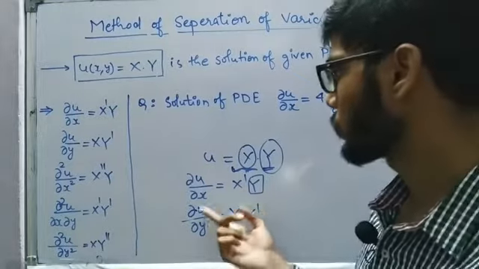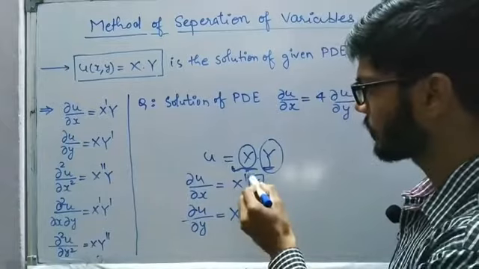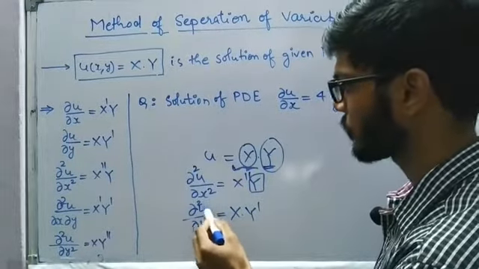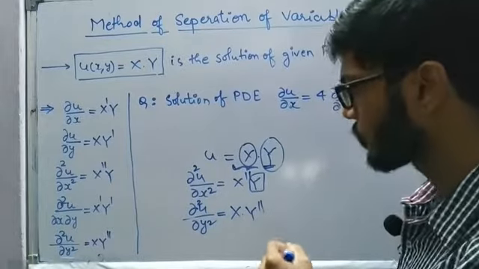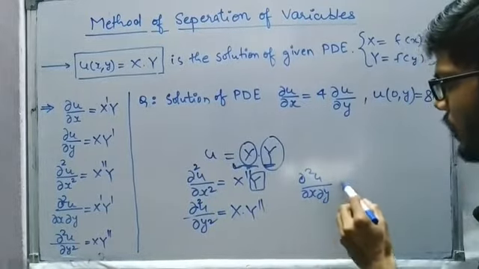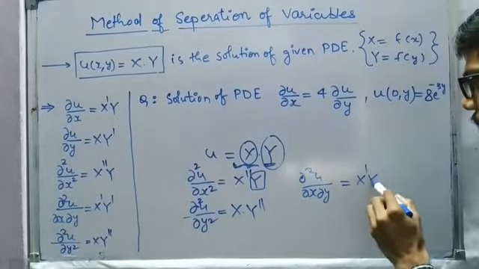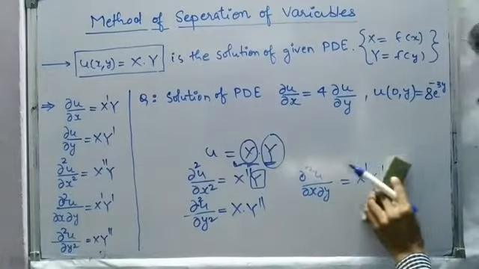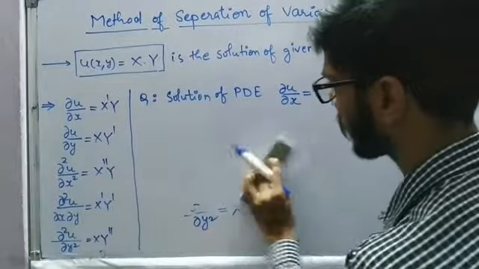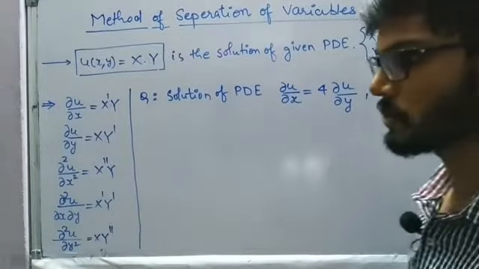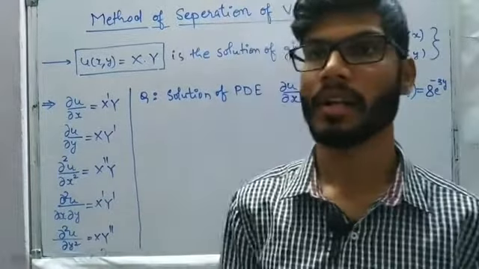So dou two u by dou x squared means X will be differentiated two times, and dou two u by dou y squared means Y will be differentiated two times. And dou two u by dou x dou y means X will be differentiated once and Y also once. That's the main benefit we get if we assume the solution of the partial differential equation u of x comma y is capital X times capital Y.